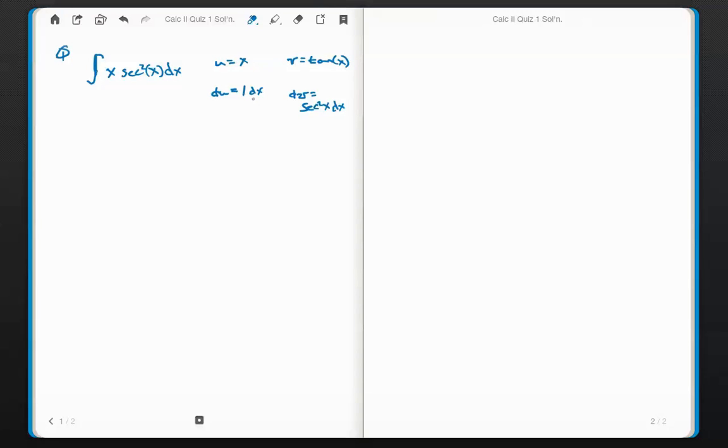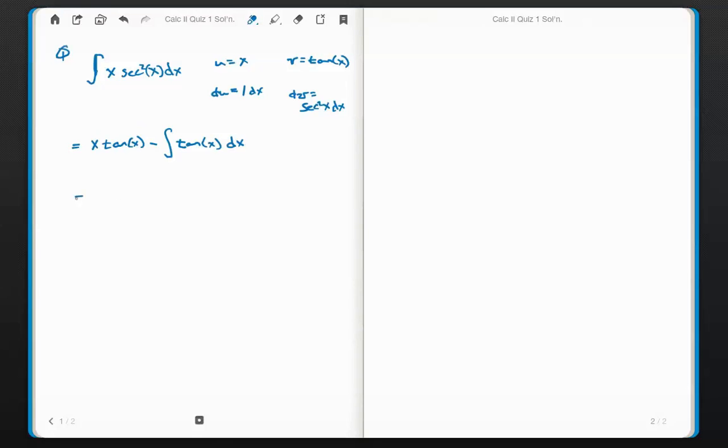I don't know if this is right, but we'll write it out and see what happens. So this integral becomes uv, which is x tan x, minus the integral of v du. So v is tangent of x, and du is dx. There's no calculus to be done in this part, but can we do this integral? Integral of tangent. What if you don't remember the integral of tangent? I happen to remember it, I think, but I'm not sure.